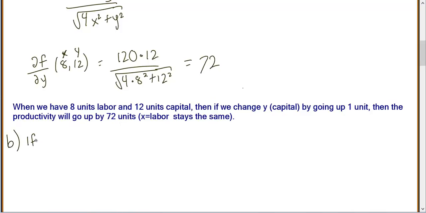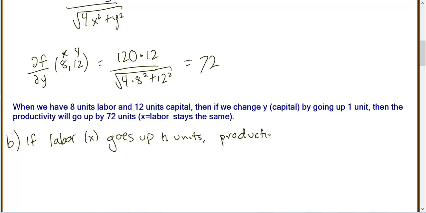So if labor, or x, goes up h units, productivity goes up by h times 192 units.